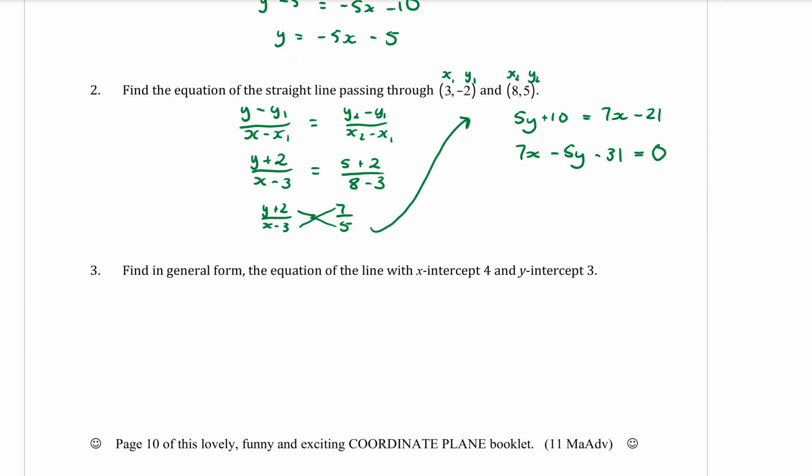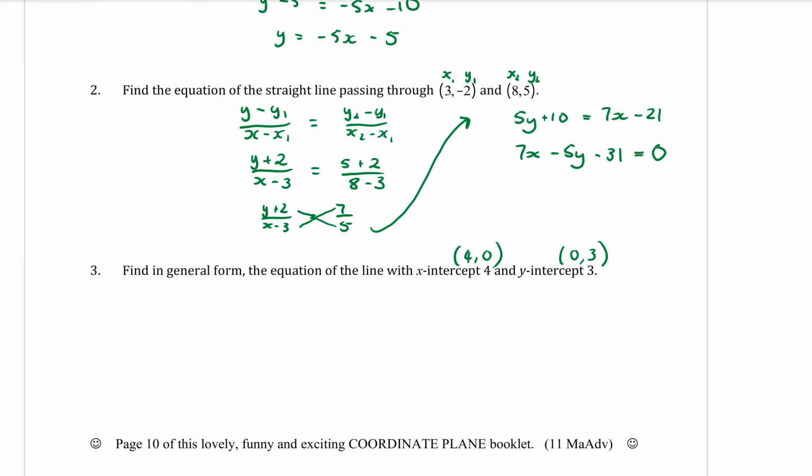Question 3, find in general form the equation of a line with an x-intercept of 4 and a y-intercept of 3. Now you could do that as 2 points. An x-intercept of 4 would be the point (4, 0), and the y-intercept of 3 would be (0, 3). However, remember I said speed is key. We want to save as much time as possible.